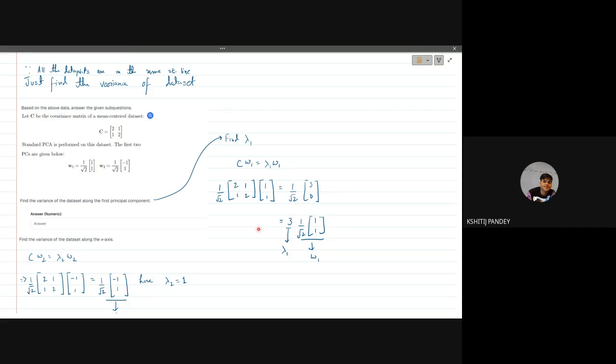Yeah, that's clear actually. C W1 equal to lambda 1 W1, right? Correct. This is the eigen equation. We are just using the left hand side of this and simplifying it to the right hand side to get lambda 1. Is that clear?